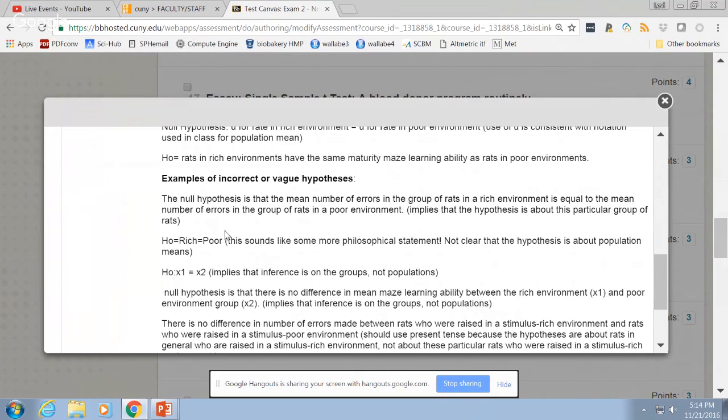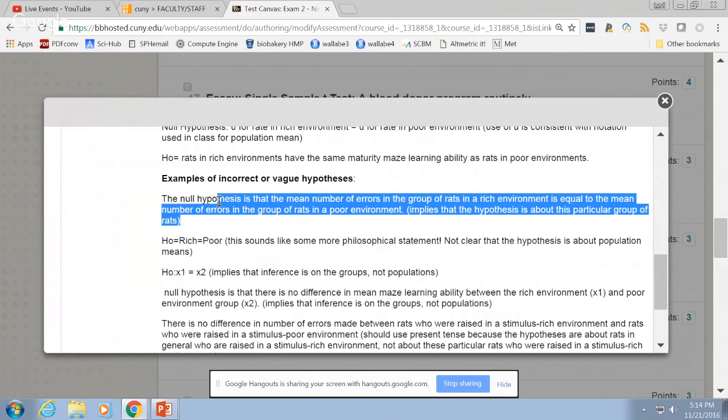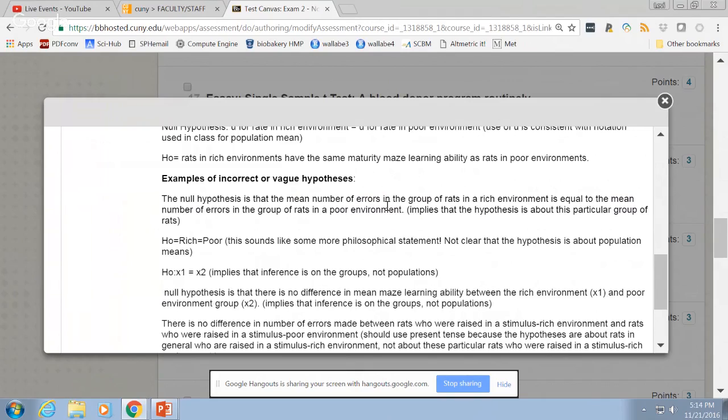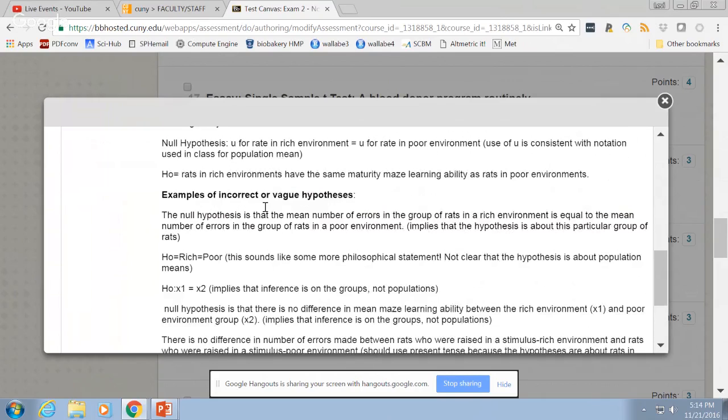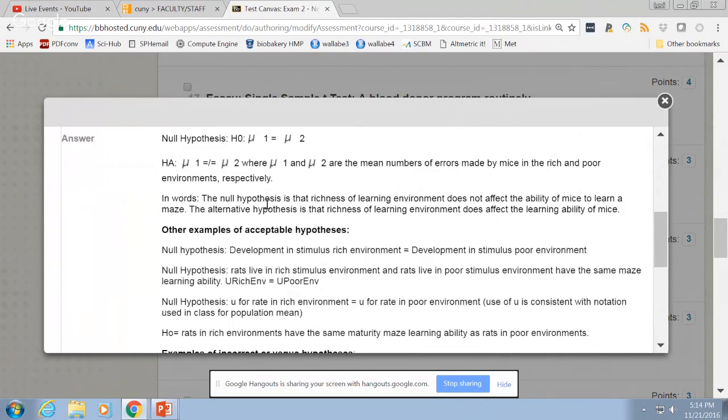So you see how this hypothesis reads very different. The mean number of errors in the group of rats is equal to the mean number of errors in the other group of rats. Compared to this one that I like, the richness of learning environment does not affect the ability of mice to learn a maze. You see how those are different?